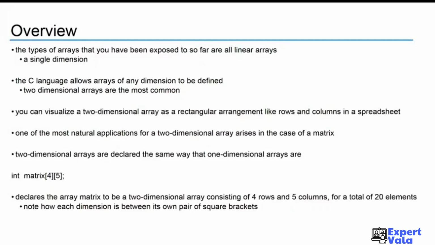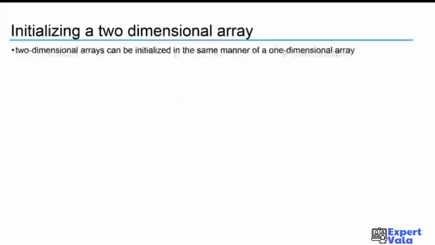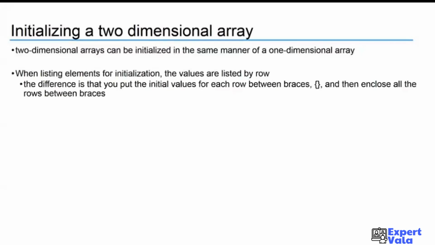So look at the bracket, pay attention to that. Again, 4 rows, 5 columns, total of 20 elements. To initialize a two-dimensional array, it's going to be initialized in the same manner as a one-dimensional array. Same type of syntax, you are just going to add more. So when you list the elements for initialization, the values are going to be listed by row.